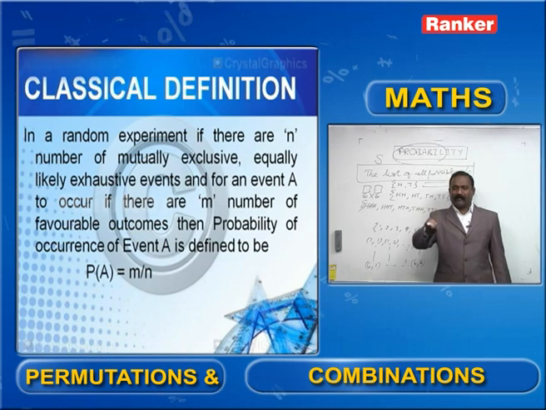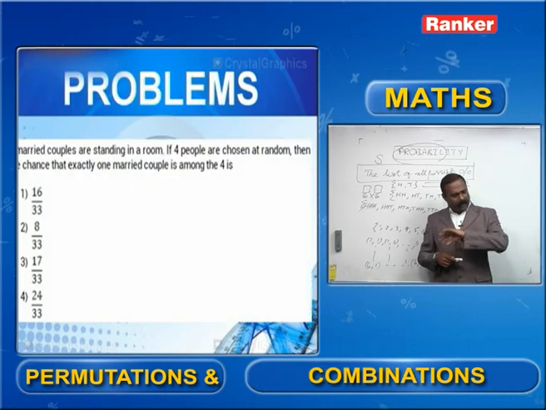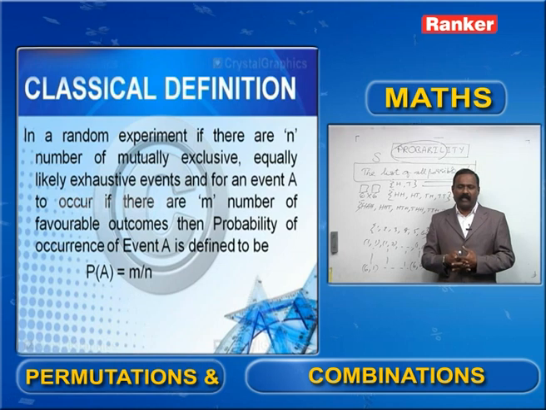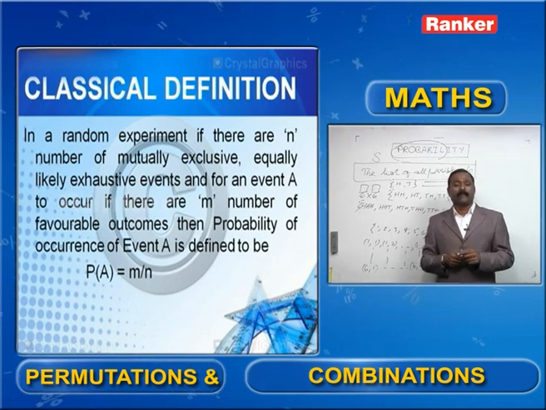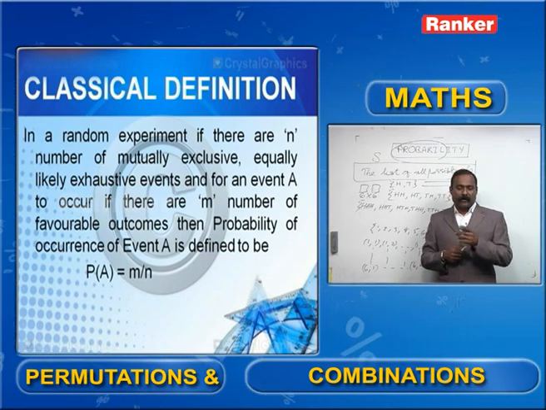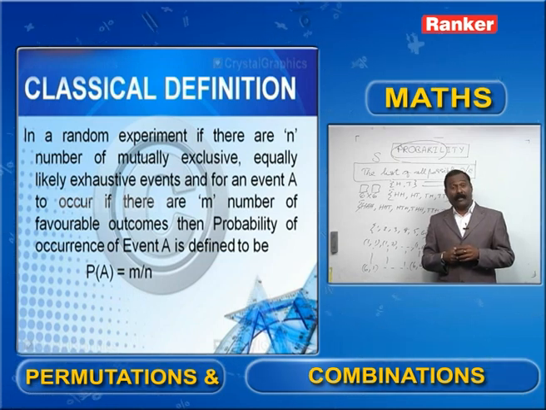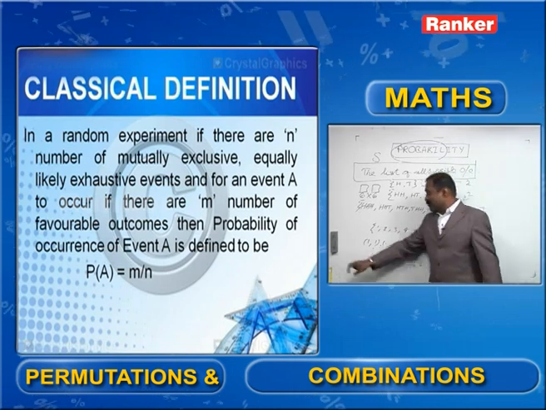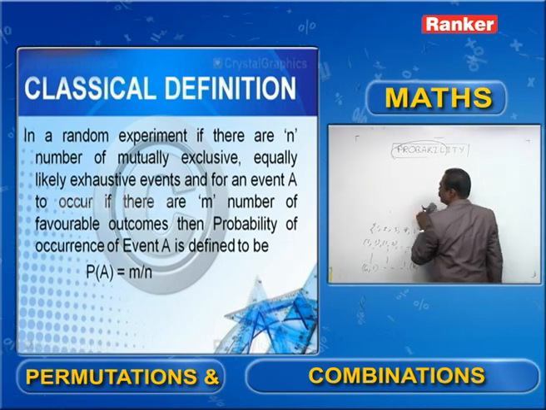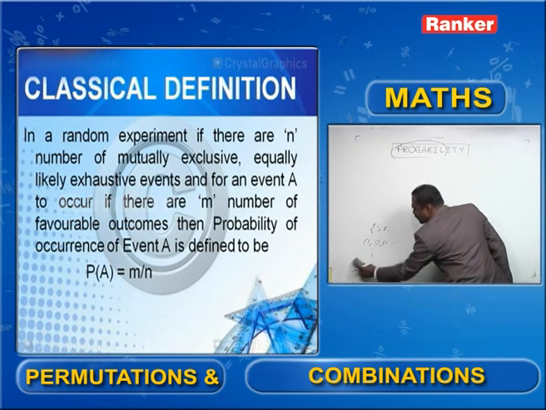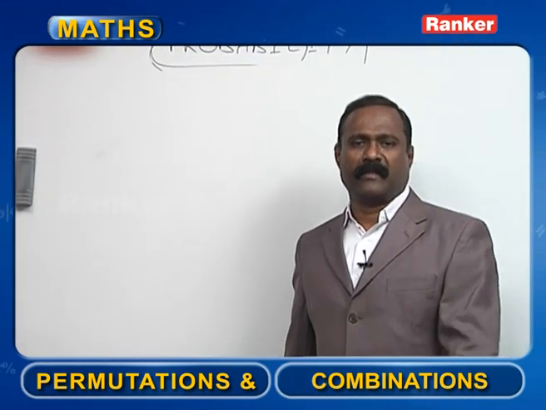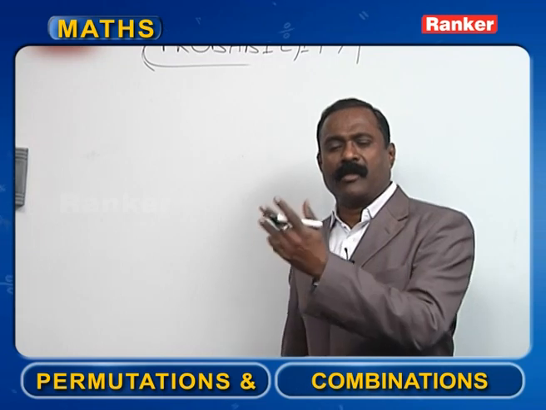So if you know all these things, then we can go to the classical definition of probability. In a random experiment, if there are n number of mutually exclusive, equally likely, exhaustive events, and for an event A to occur, if there are m number of favorable outcomes, then the probability of occurrence of event A is defined to be P of A equals m by n, which is the classical definition of probability. But you understand this can be used under these restrictions only. What are the restrictions here? It should be a random experiment. They must be equally likely, mutually exclusive events.